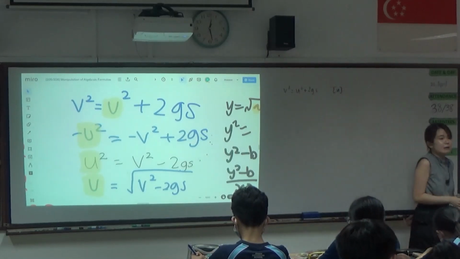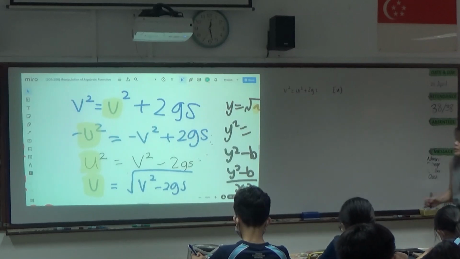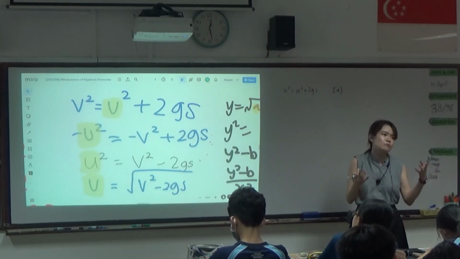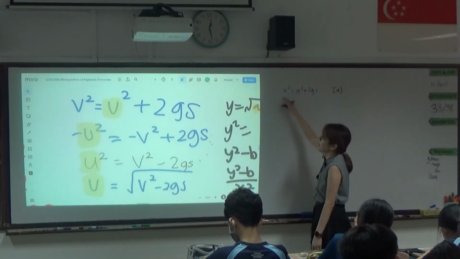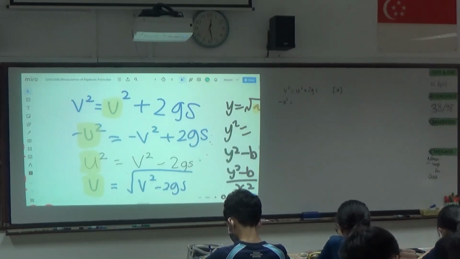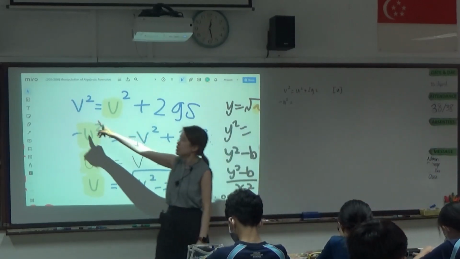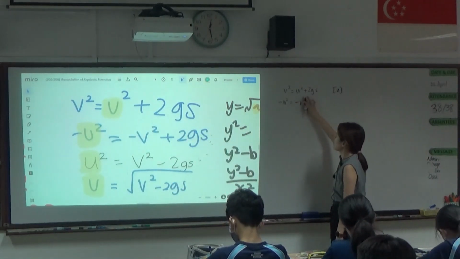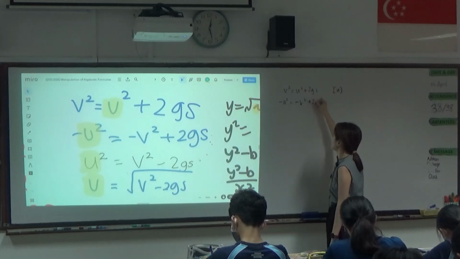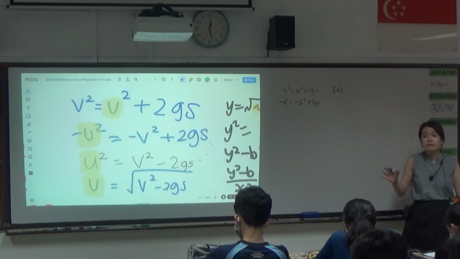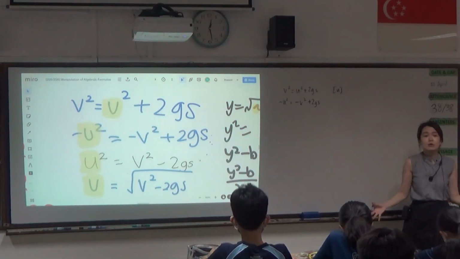We want u to be the subject. Now, based on what this person has done, this person has placed the u to the left hand side to make u the subject. And by doing so, he or she has gotten a negative u squared. Then that person shifted the v squared over to the right side, and that will result in a negative v squared. Okay with this step so far? It's just moving across the equal sign.